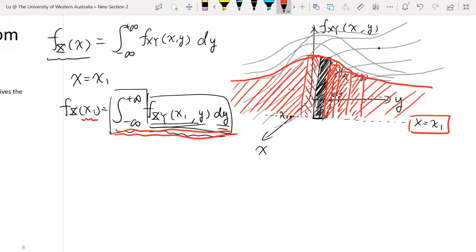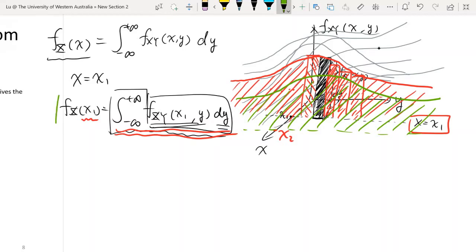Okay, of course, we'll change the x1 to another point. For example, if you change to x2, you will have another function curve, maybe something like this. And then again, you need to evaluate the area of this green color shadow section. That area is returned to be the value of the marginal PDF at the given point x2. So this is what happened.